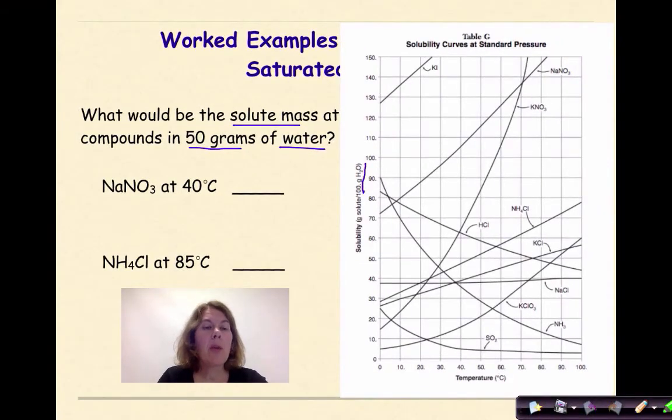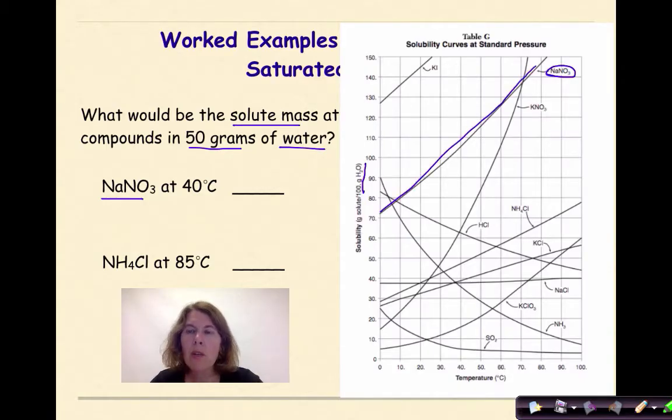So the first compound that we're going to look at is sodium nitrate. Sodium nitrate, which is right here. Let's go find that line. Sodium nitrate is way up here, so that line goes right here. So sodium nitrate at 40 degrees Celsius. I'll go down to 40 degrees Celsius, which is right here, and I will go up, up, up until I hit the line, which is roughly around here, and then I will go across.